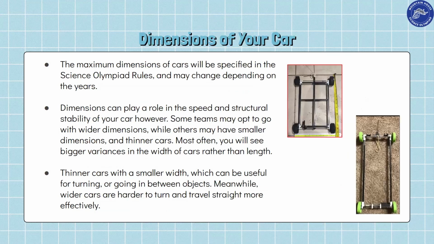Dimensions of your car. The maximum dimensions of cars will be specified in the Science Olympiad rules, and that may change depending on what year you're competing in. Dimensions can play a role in the speed and structural stability of your car, however. Some teams may opt to go with wider dimensions, while others may have smaller dimensions and thinner cars. Most often, you will see bigger variances in the width of cars rather than their length. Thinner cars with a smaller width can be useful for turning or going in between objects. Meanwhile, wider cars are harder to turn and travel straight more effectively.